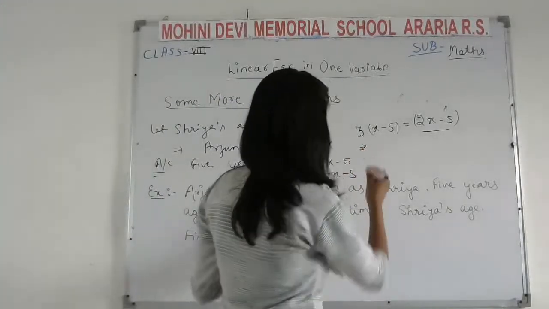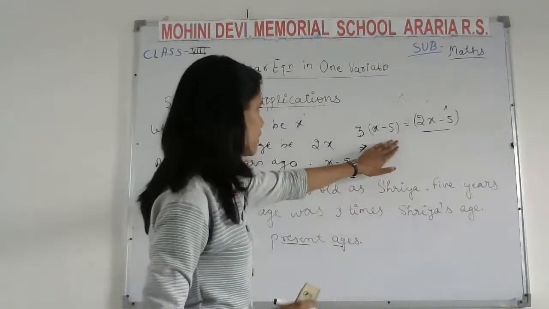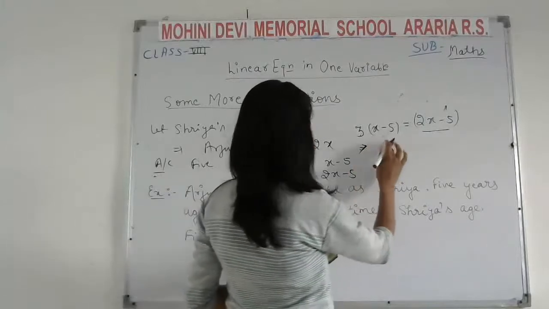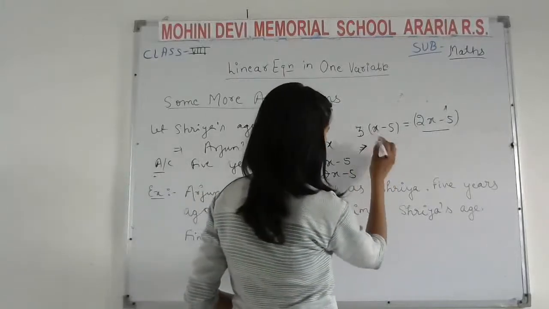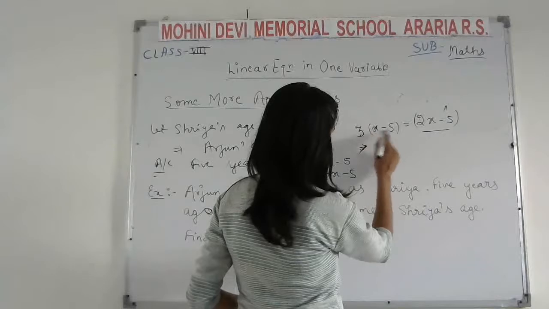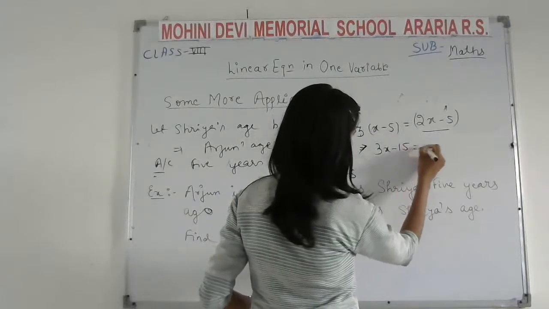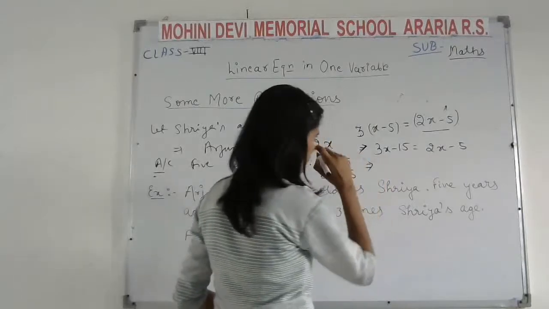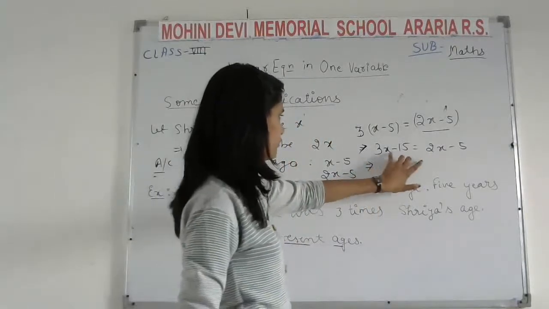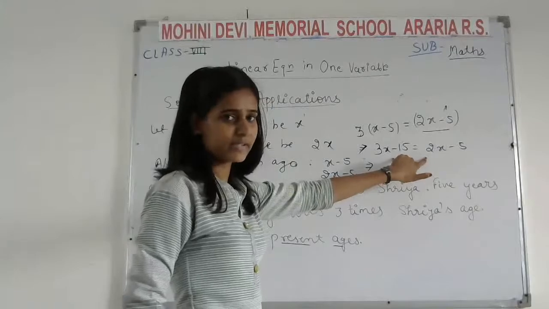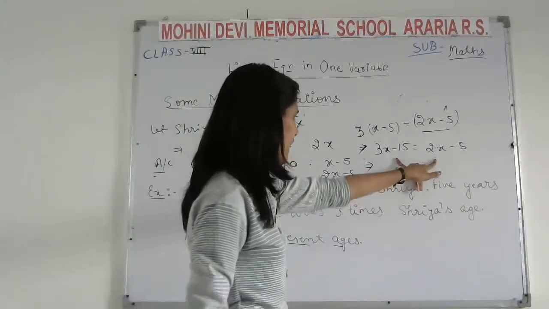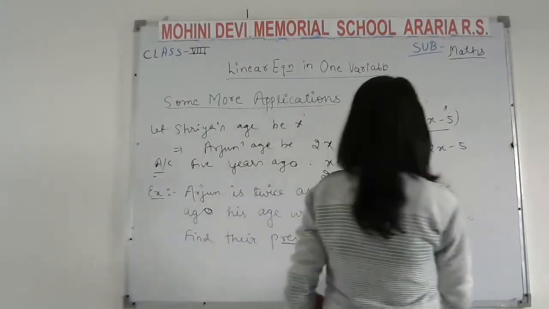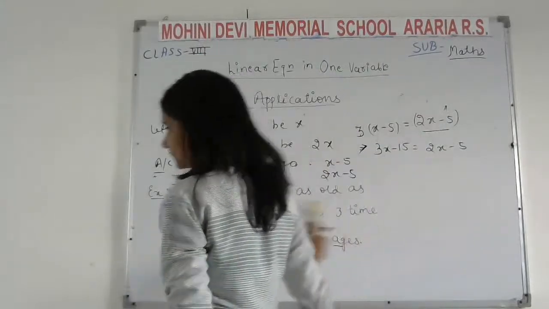Here you can see we got the equation. Finally, we got an equation in the variable x. Now we will solve it. The second step was to solve it. Multiply 3 with x, 3 with minus 5, minus 15, is equal to 2x minus 5. Now this is a form with variables on both sides. If you remember, we had studied that if we have variables on both sides, then how we can solve. Write down.